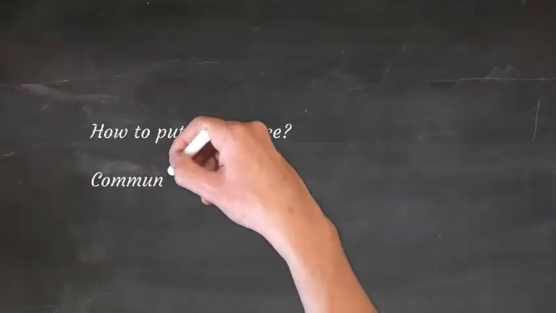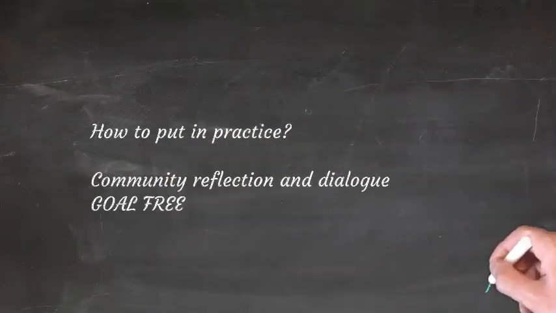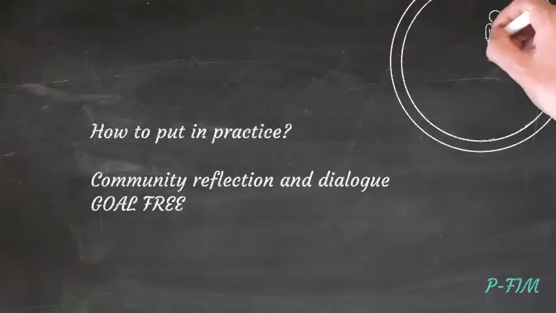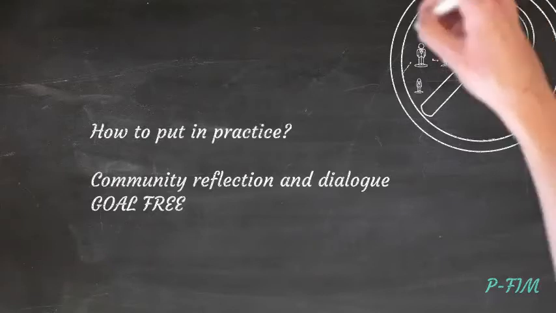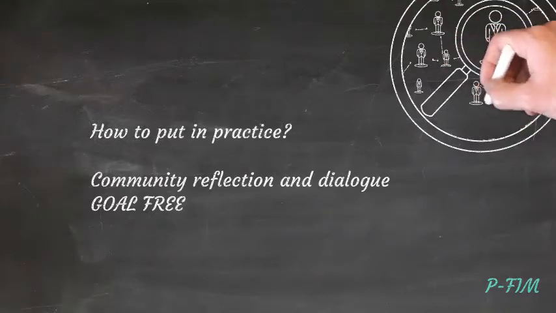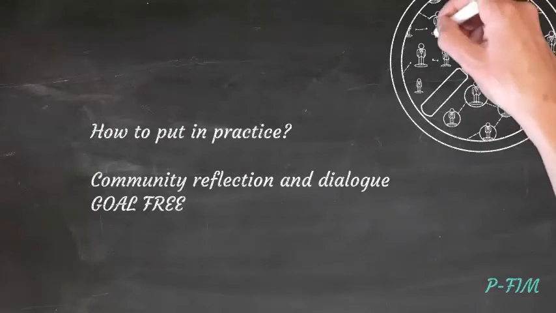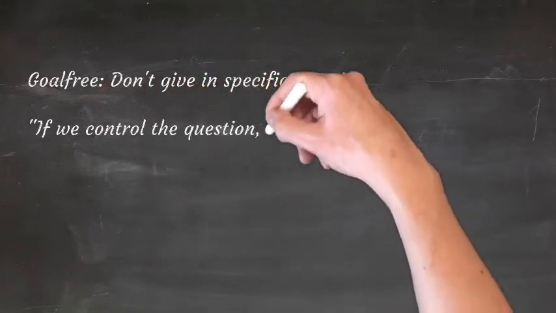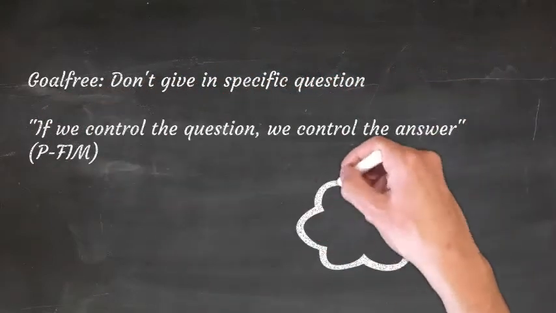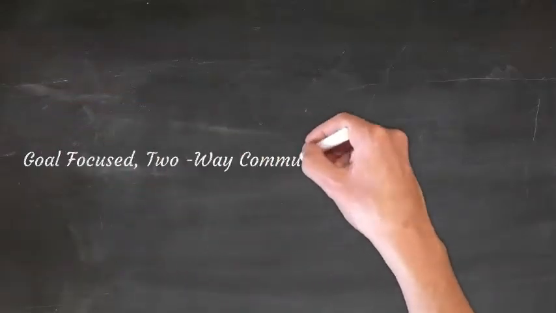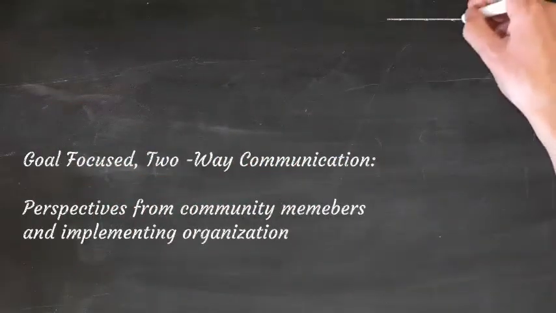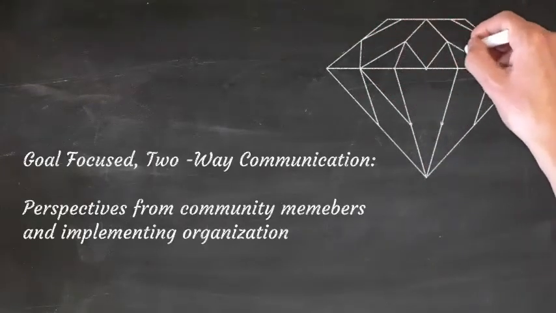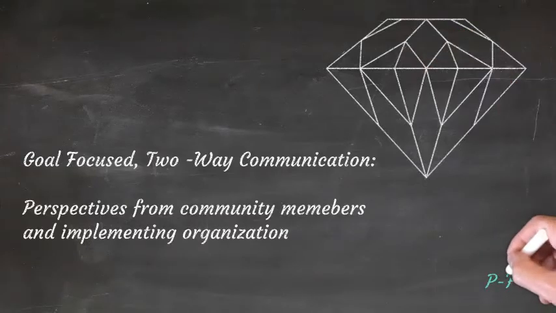So how does PIFM look in practice? To name two core elements, PIFM is made up of a goal-free conversation where community members and implementing organizations meet, and community members can speak freely about whatever they want to talk about. The idea is not to give any specific questions, so community members can come up with their true concerns. During the second part, the two-way goal-focused discussions, concerns from the community and from the implementing organization can be addressed, and agreements can be found.